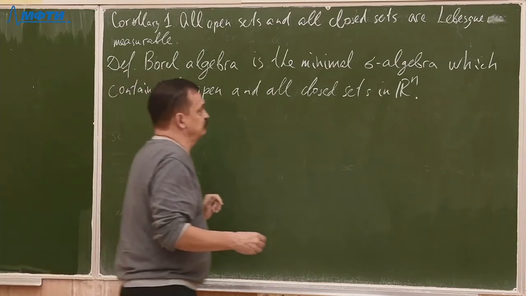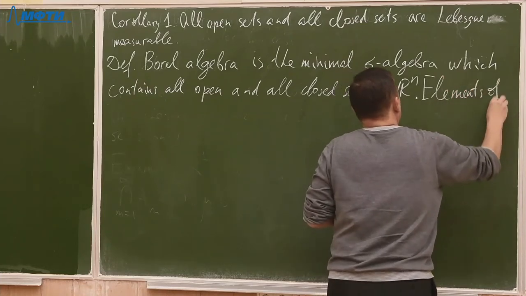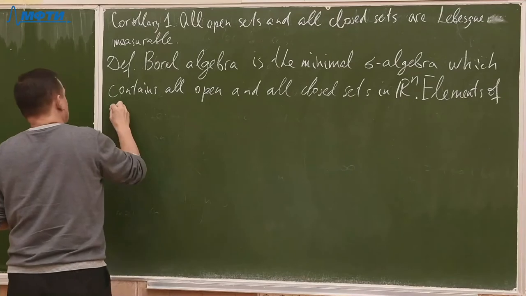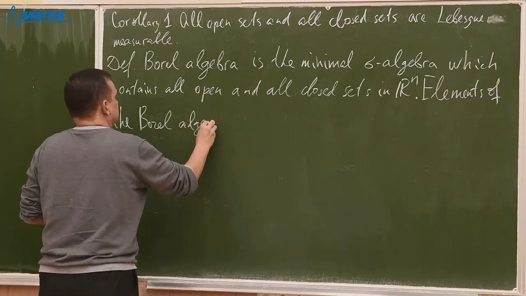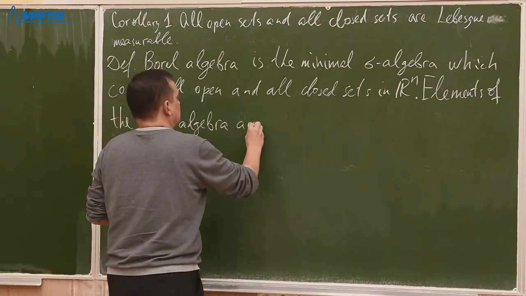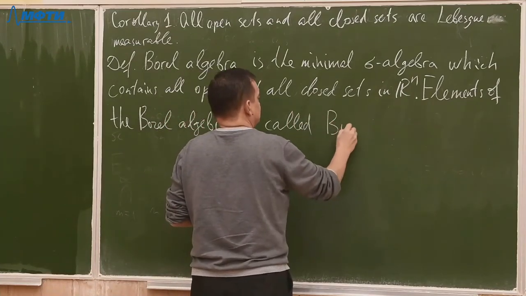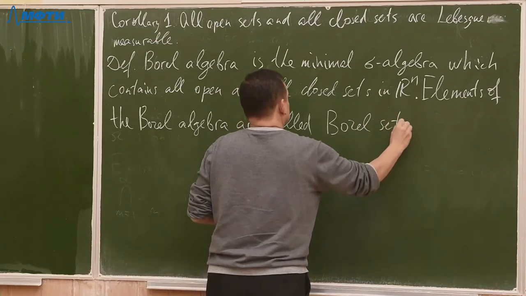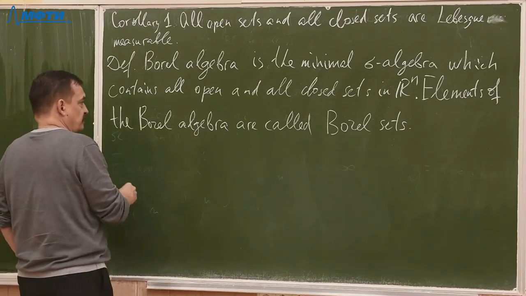Elements of the Borel algebra are called Borel sets. Let me explain a little bit what the minimal sigma algebra is. So what are examples of Borel sets? For example, there are F sigma sets.